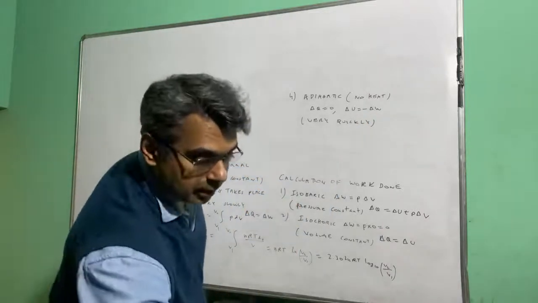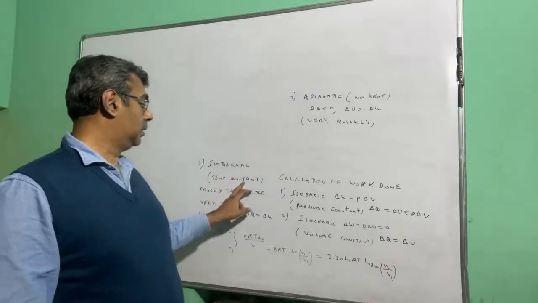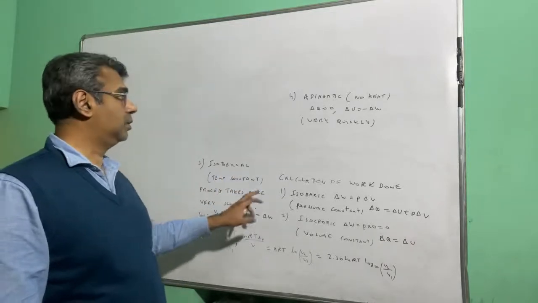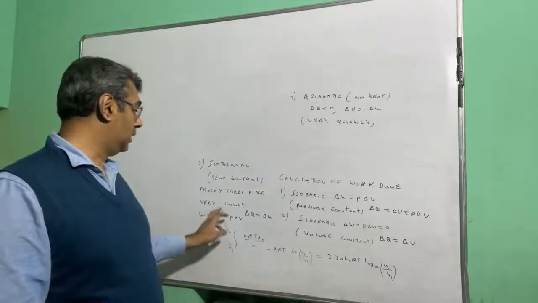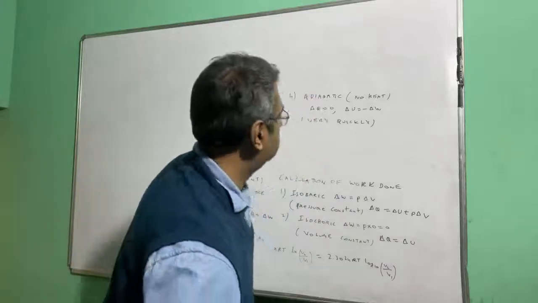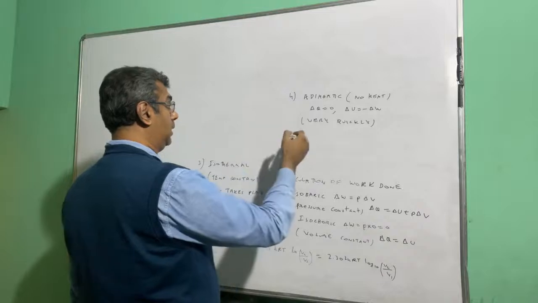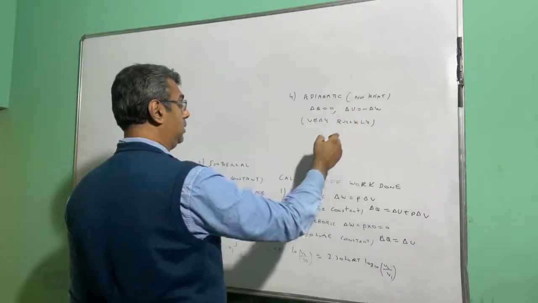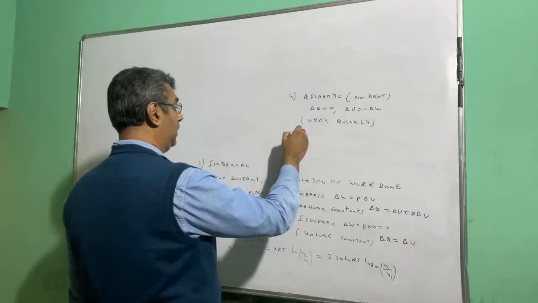Okay, adiabatic we can say in another way: isothermal is a process that takes place very slowly, so adiabatic we can say takes place very quickly. So isothermal is very slowly, adiabatic is very quickly. Okay, so if the process is adiabatic, then delta Q is 0, delta U is minus delta W.